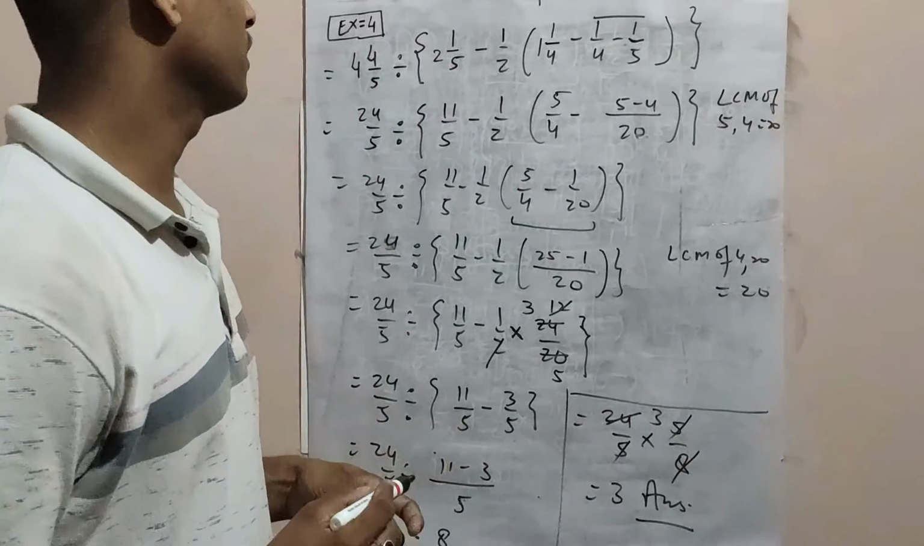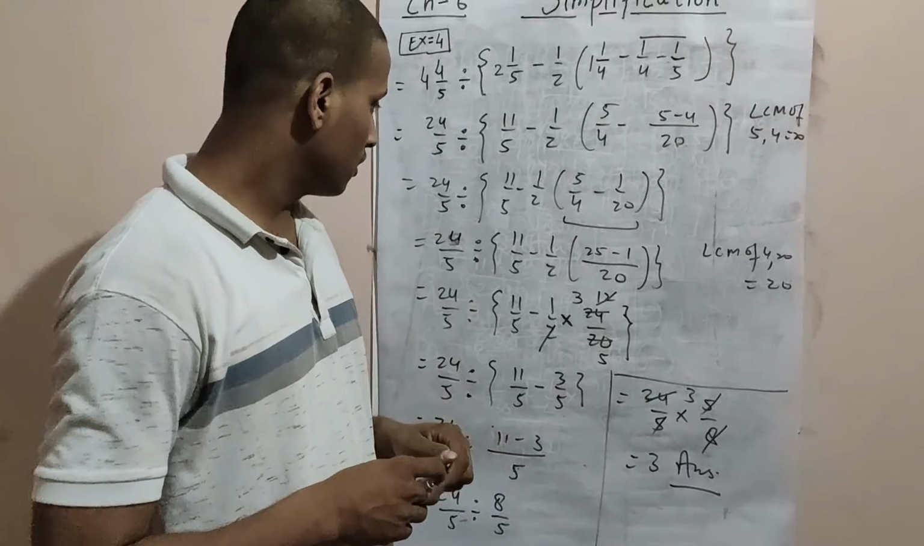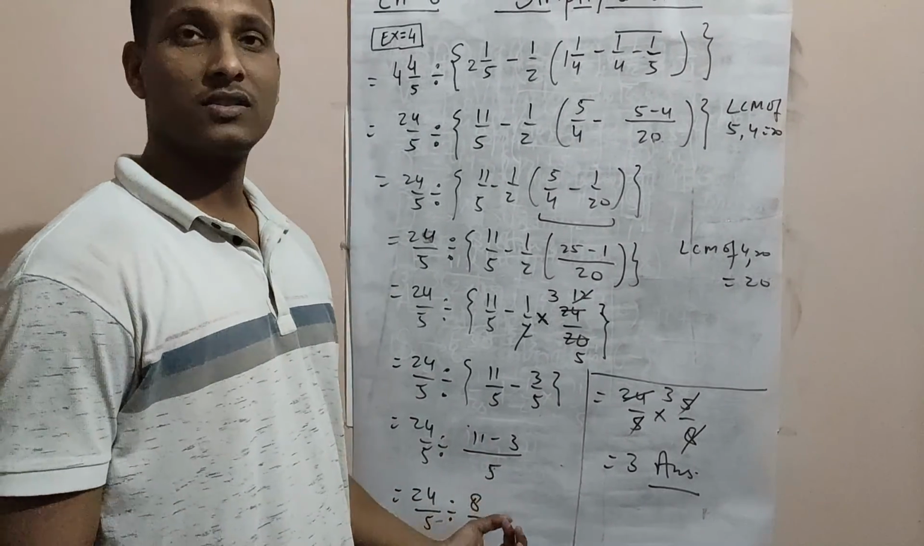This is the last example for this particular chapter. So this chapter is over, chapter number 6. Okay.